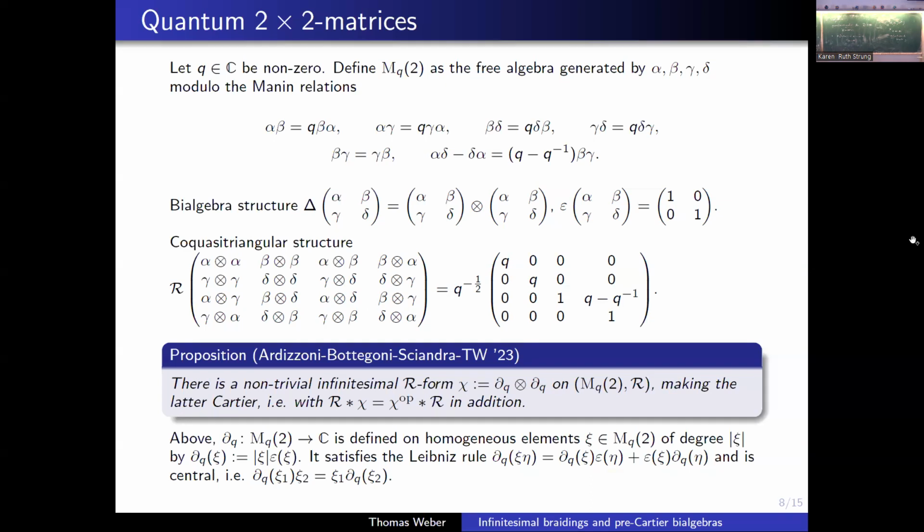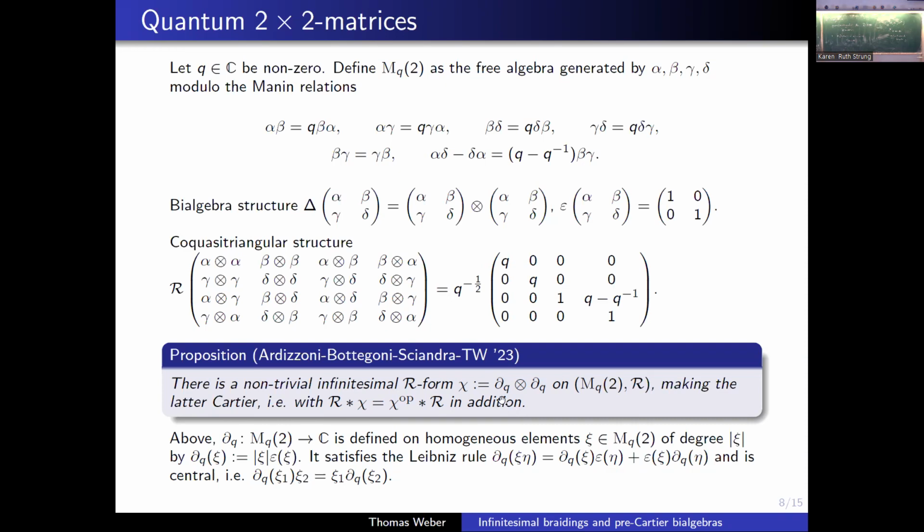What we showed is that on MQ2, you can find a non-trivial infinitesimal R-form, chi, if you take what we call partial D tensor partial Q tensor partial Q. And this will even give you a Cartier structure, in the sense that you have commutativity with R. So I just have to tell you what this partial Q is.